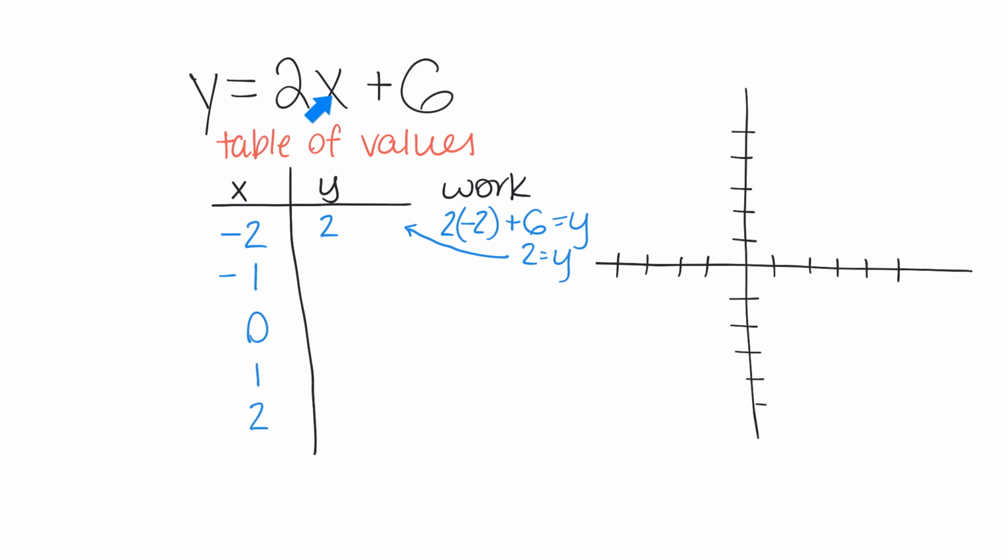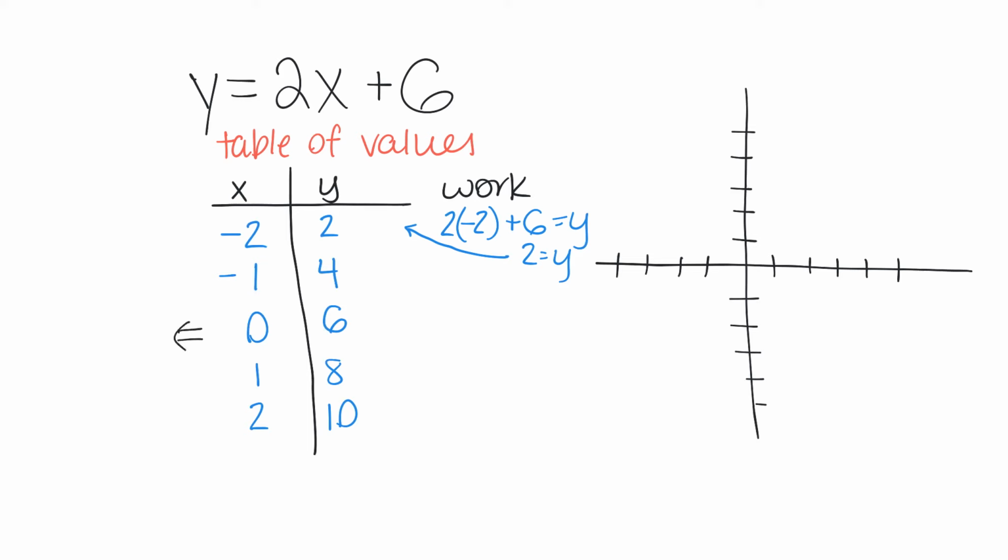Okay, so 2 times x. Now I'm going to do negative 1. 2 times negative 1 is negative 2. Plus 6 is 4. 2 times 0 is 0. Plus 6 is 6. 2 times 1 is 2. Plus 6 is 8. And 2 times 2 is 4. Plus 6 is 10. Now these all become coordinates.